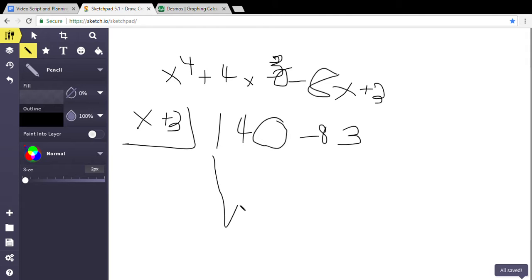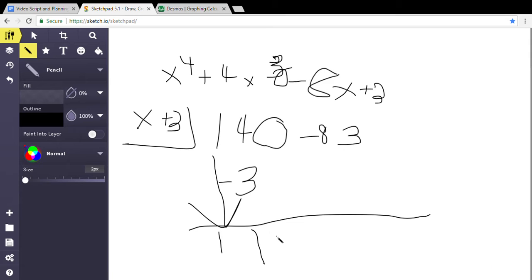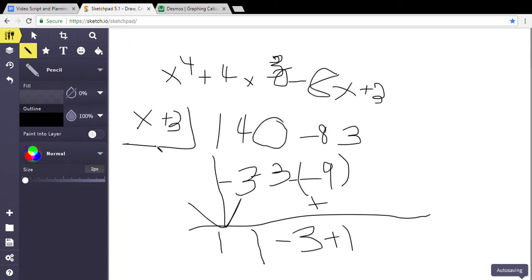Now, like before, we bring down the x to the fourth to be 1x cubed. 3 times 1 is 3. Subtract from 4. That leaves us with 1 again. 3 times 1 is 3. Subtract 3, you get -3. 3 times -3 is -9. Subtract -9, which is adding 9, to -8, which is plus 1. And then 3 times 1 is 3. Subtract from 3 to get a 0 remainder.